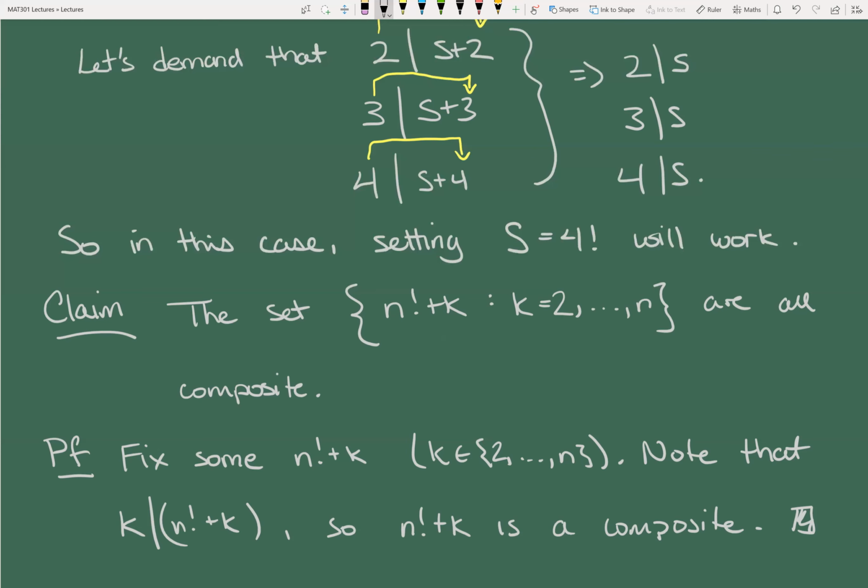You're right. That's actually a really good point, Hongwei, and Paula as well, that n factorial plus 1 could have been prime. So very good point. And we'll sweep that under the rug by saying we can just cheat and use n plus 1 instead of n.